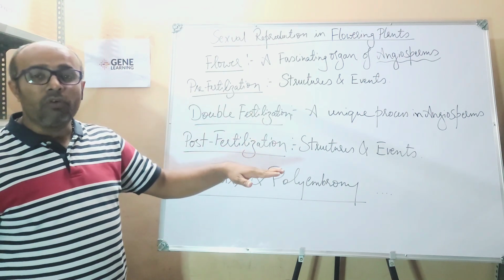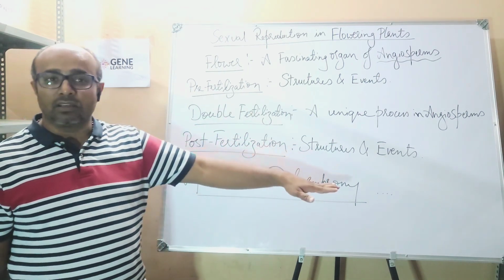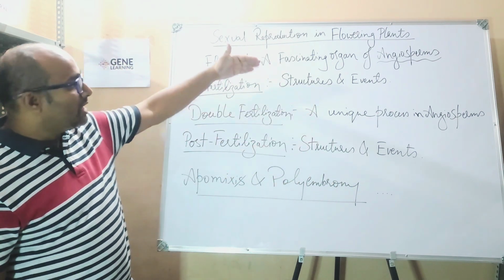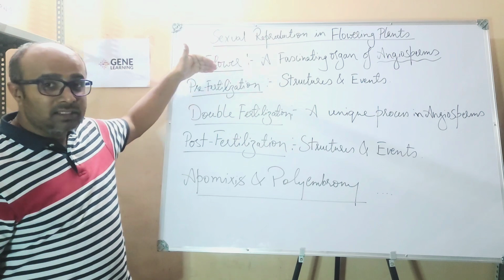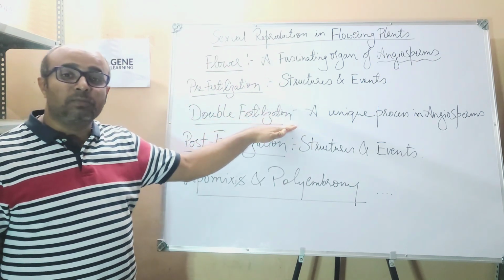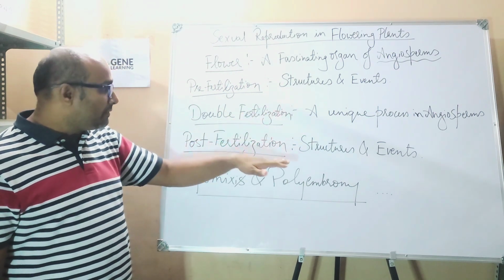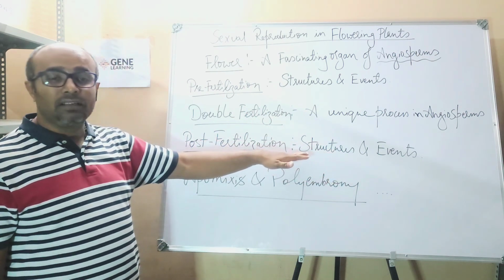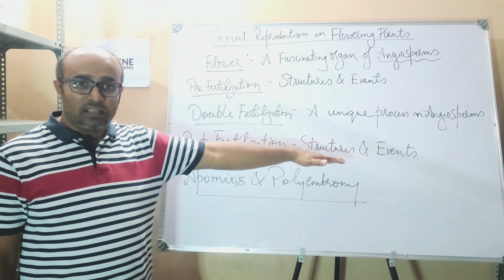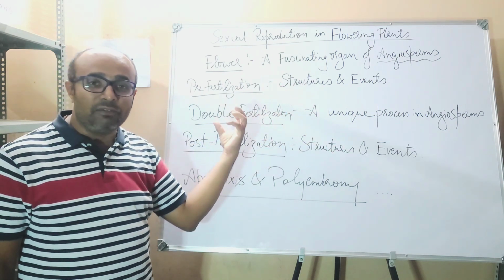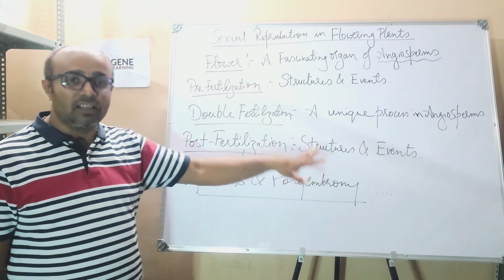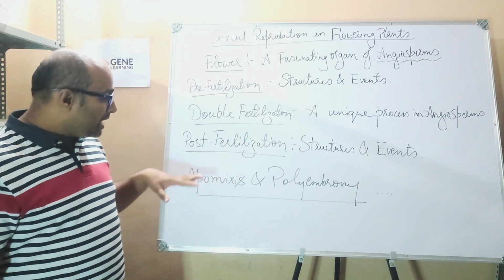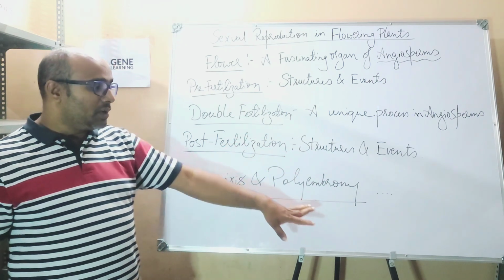Next, what follows is post-fertilization structures and events. In this, we'll see a lot of differences right from the structures of pre-fertilization and the changes which take place in double fertilization. After that, in post-fertilization, what we see is totally different: different structures and events. We see the formation of structures and the events which led to them in the post-fertilization subtopic. Then finally, we talk about apomixis and polyembryony.